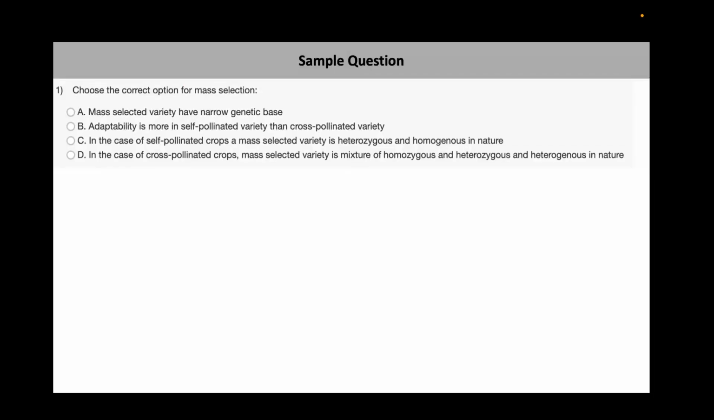Okay, so the first question is: choose the correct option for mass selection. The options are: mass selected variety have narrow genetic base. Adaptability is more in self pollinated variety than cross pollinated variety. In the case of self pollinated crops, a mass selected variety is heterozygous and homozygous in nature. And in the case of cross pollinated crops, mass selected variety is mixture of homozygous and heterozygous in nature. Okay, I'll give you 2 minutes if anyone knows the answer.